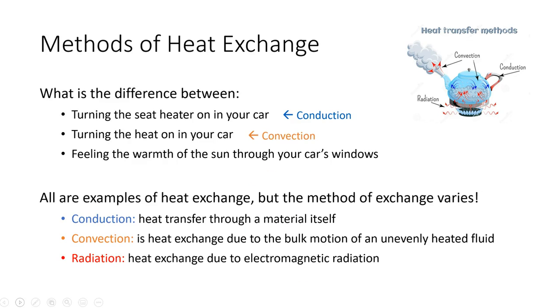All right, last one here, feeling the warmth of the sun through your car's windows. What do you think about that one? Okay, so the light given off by the sun is really a form of electromagnetic radiation, and so then feeling the warmth of the sun through your car's windows is going to be an example of heating through radiation.